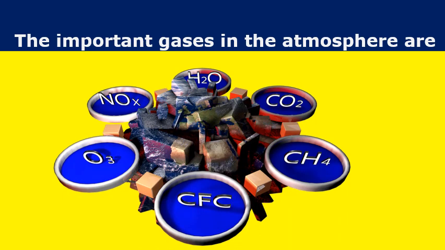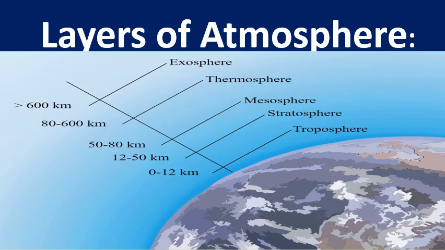In this picture, you can see the combination of different types of gases surrounding the earth. Now, let us know the layers of atmosphere. Dear students, as we move away from the earth towards the sky, that is exosphere, we need to cross different layers of gases. That layer of gas is called by different names. They are called troposphere, stratosphere, mesosphere, thermosphere, and exosphere.